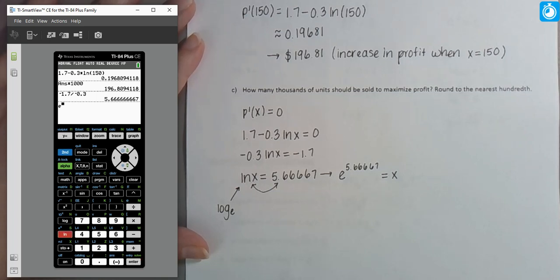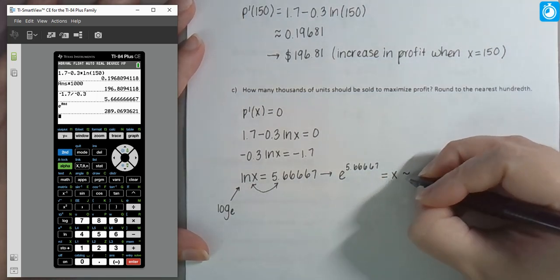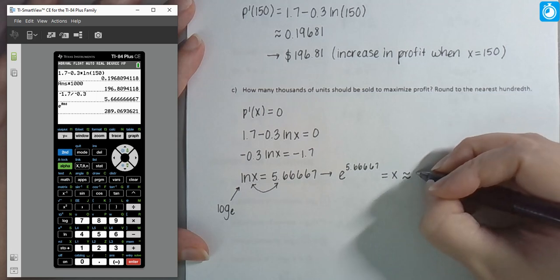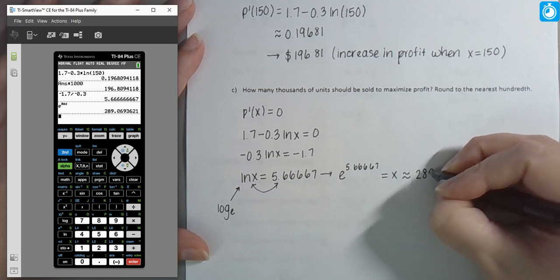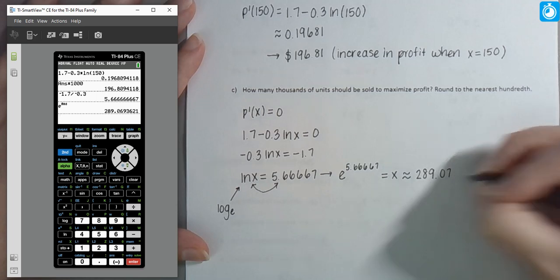Now rather than typing in 5.66667, I'm just going to copy the previous line using the answer button. Right above negative in blue it says ans. So second and negative brings in the answer from the previous line. And that way I don't have to round anything. And so there we go. To the nearest hundredth, that's going to be approximately 289.07.